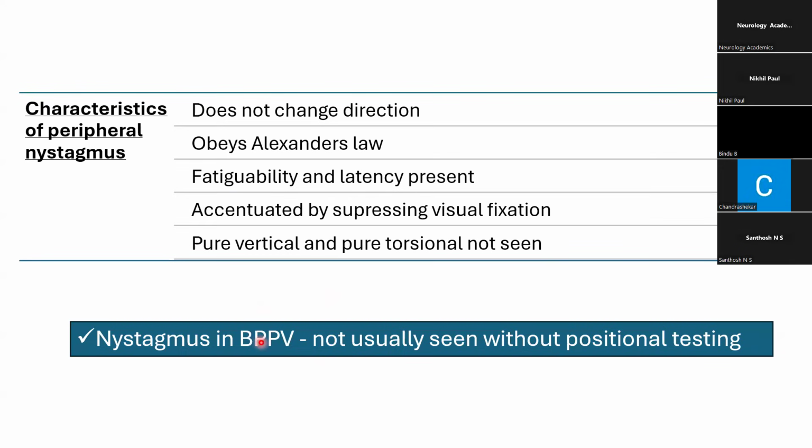So all these, what I told now, is not entirely applicable in BPPV, because what happens in BPPV is, as I told, due to the movement of these otoconia, there is activation of different semicircular canals. So how exactly that happens, we'll see. So in BPPV, we may not always see the nystagmus in neutral testing. We have to do all this positional testing to see it.